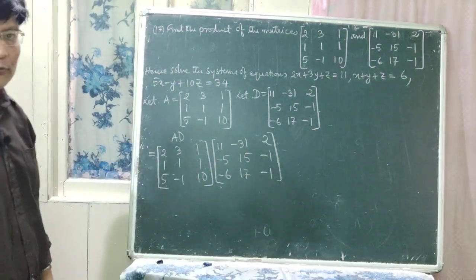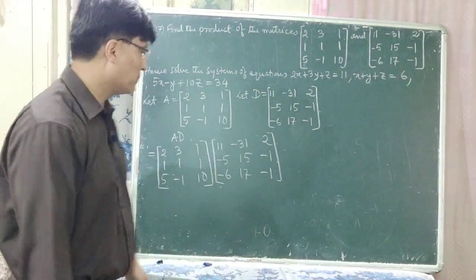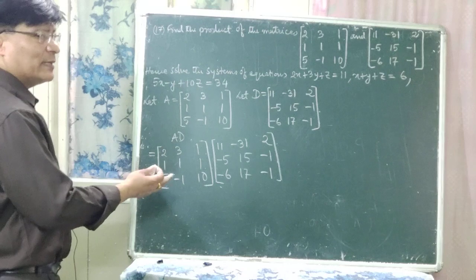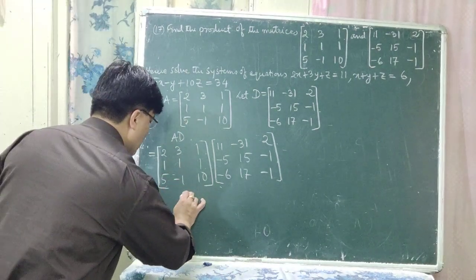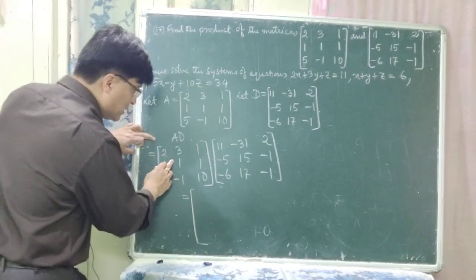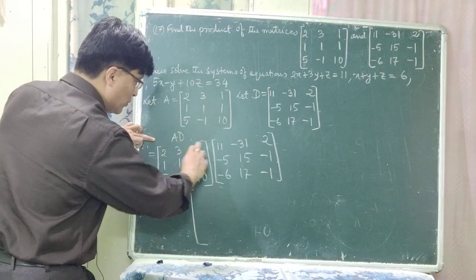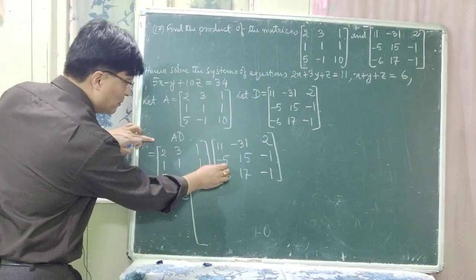Is that clear now? So next, what will you do now? Which is equal to, you can multiply these two matrices now, right? So let us multiply them. You have to multiply this matrix by this matrix. So row by column, first row by first column, corresponding elements should be multiplied.